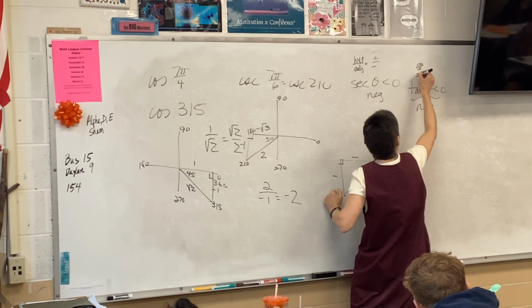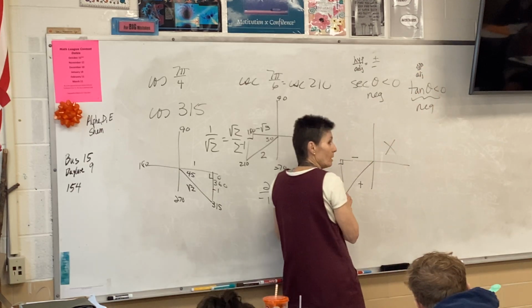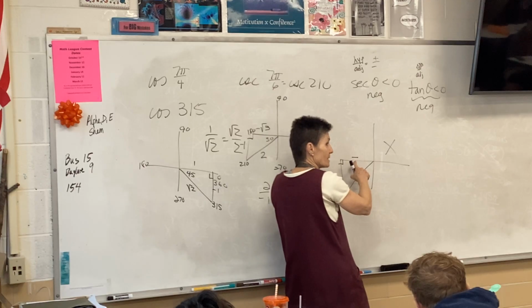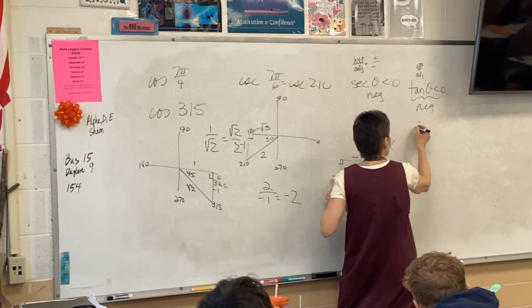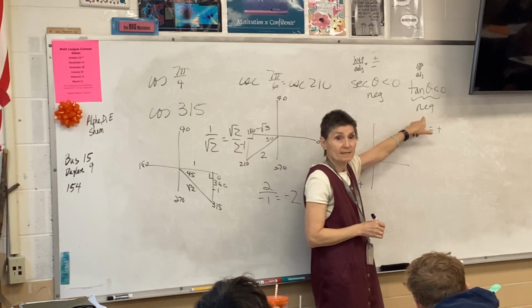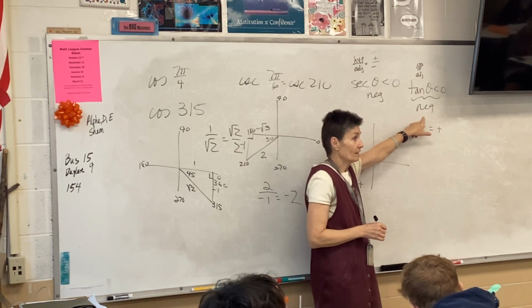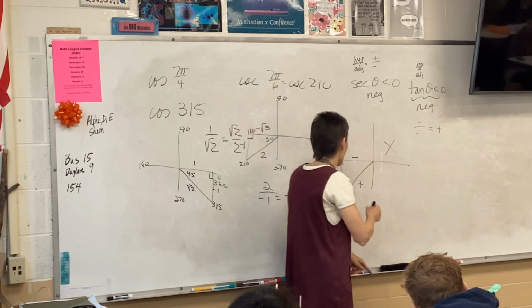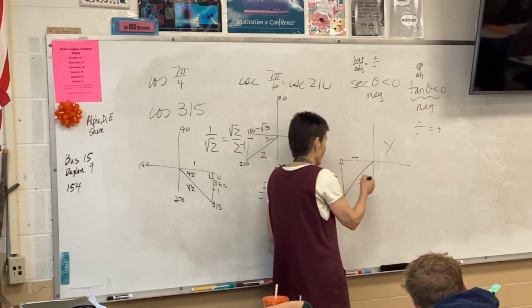All right, what's tangent? Opposite over adjacent. Uh-oh. No. Opposite over adjacent will be negative over negative, which is positive, and I need it to be negative. All right, so it's not there. We tried it, it didn't work, it's not there.